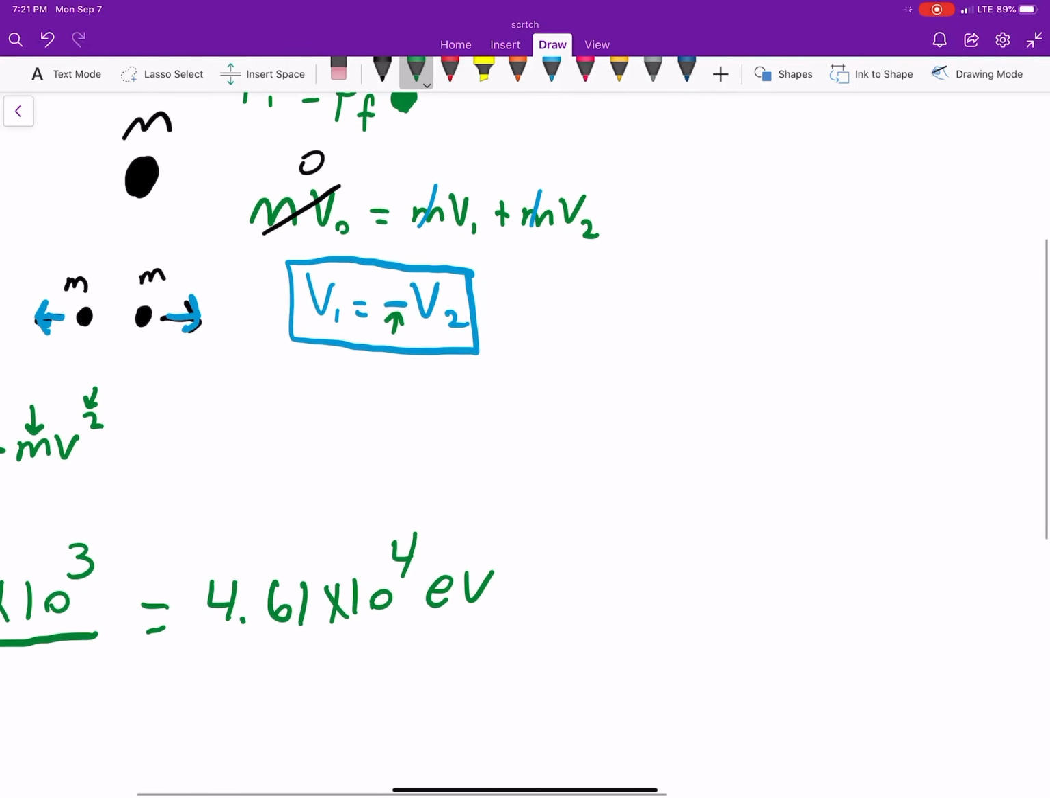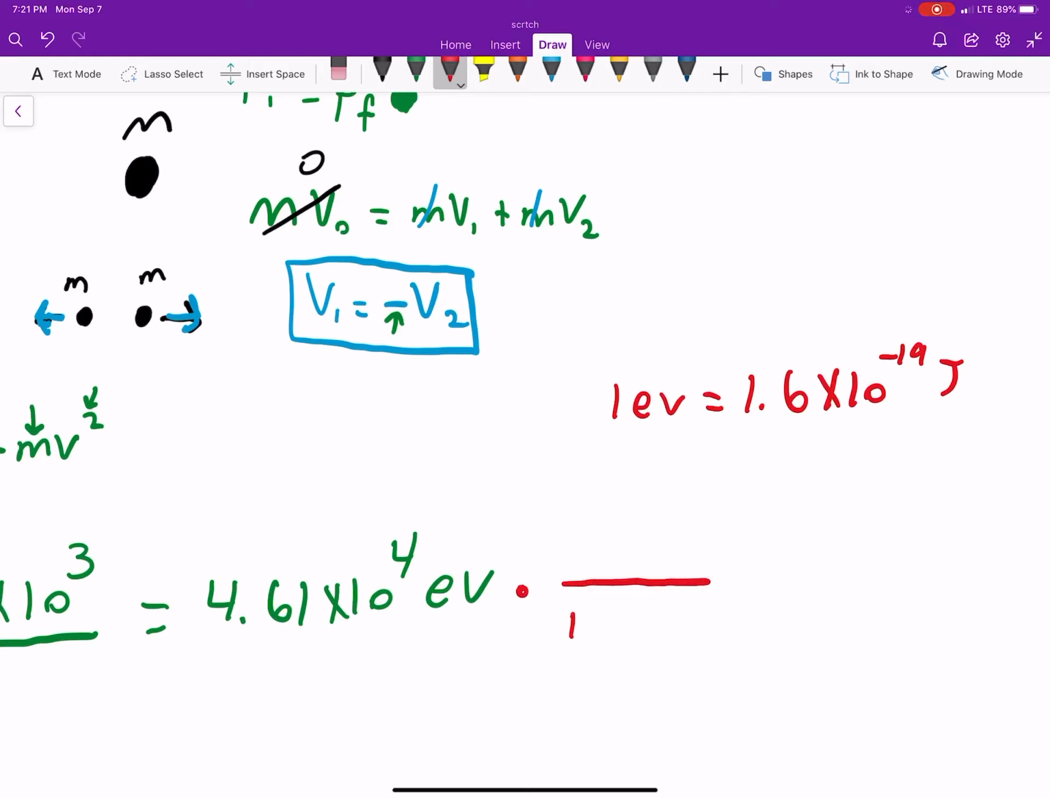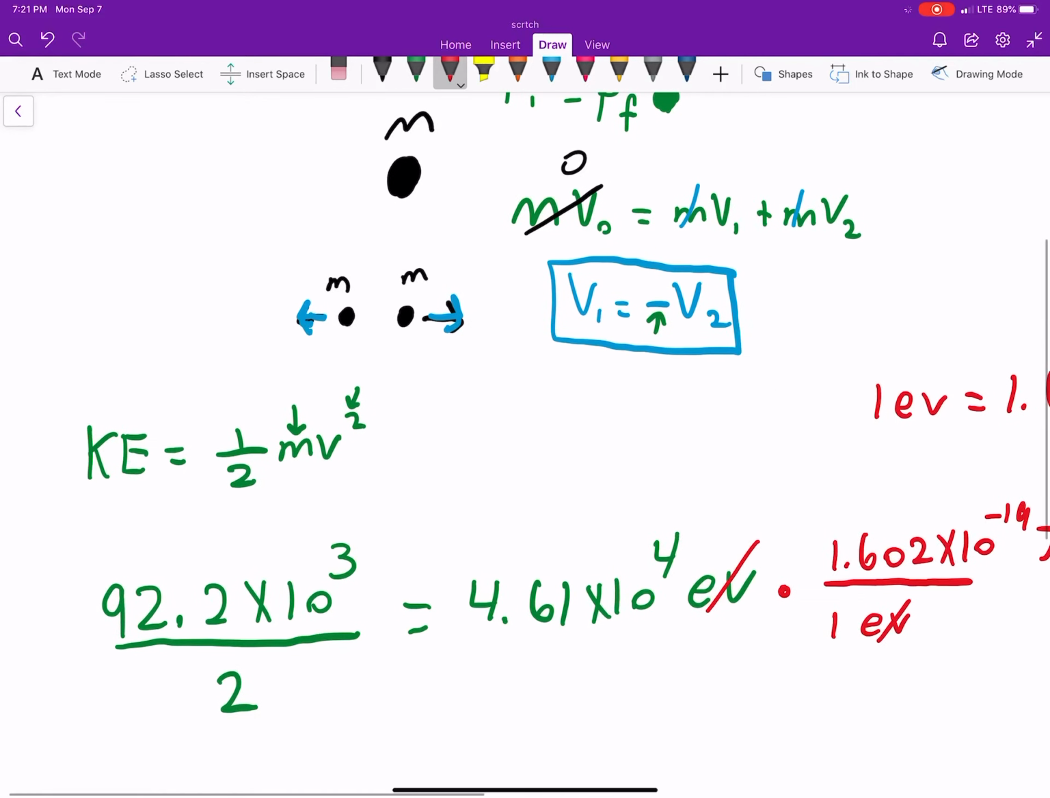And I guess that's technically the answer. And if you wanted to convert to joules, the key to remember is 1 electron volt is 1.6 times 10 to the negative 19 joules. So if you wanted this in joules, then you just say 1 electron volt is 1.602 times 10 to the negative 19 joules. And the electron volts drop, and you'll get the answer in joules that way.